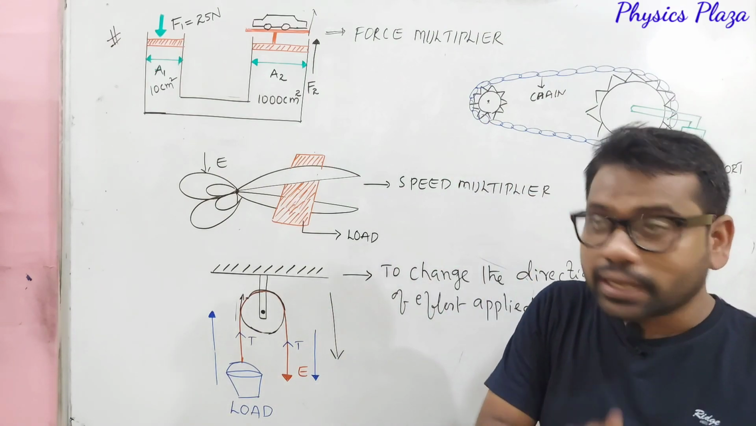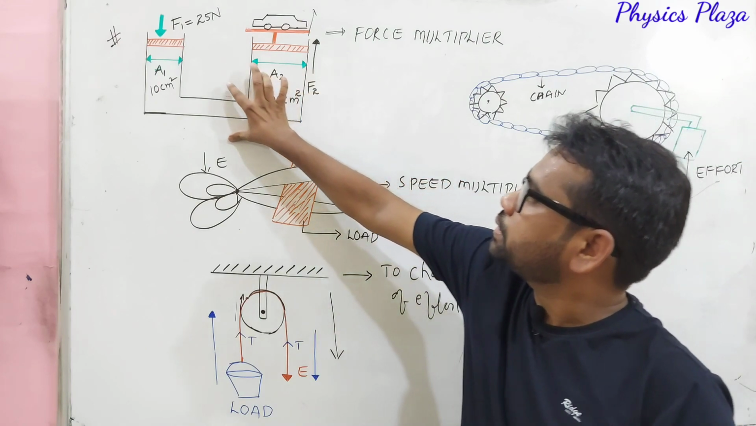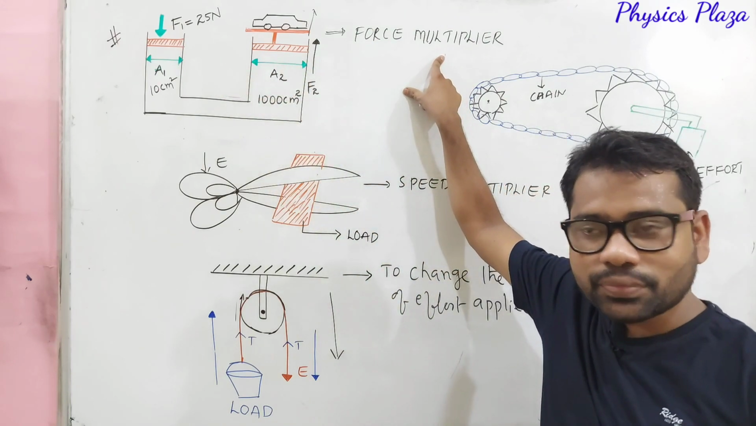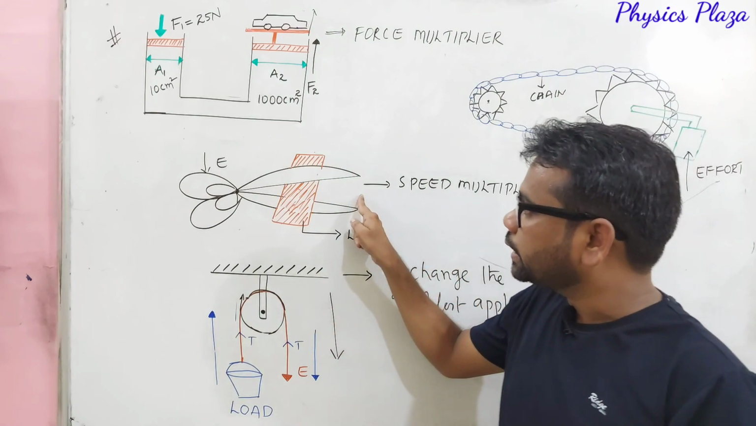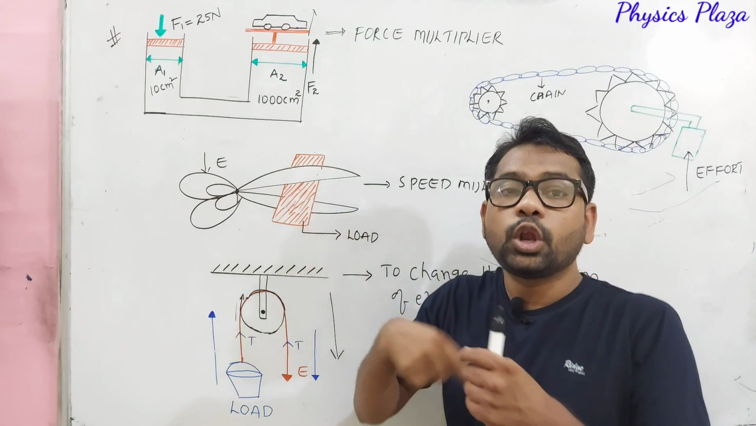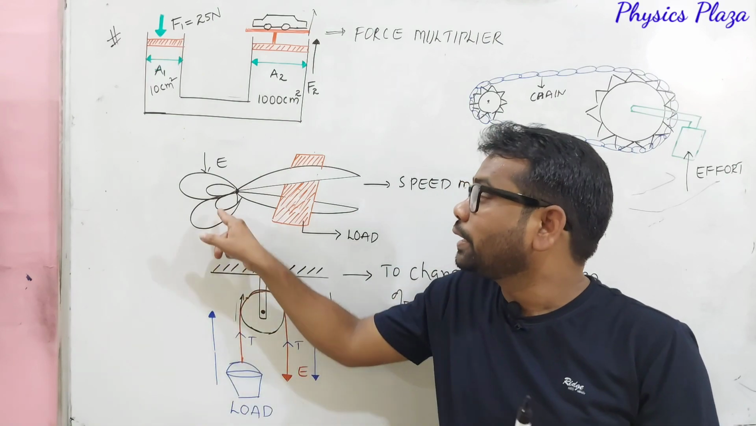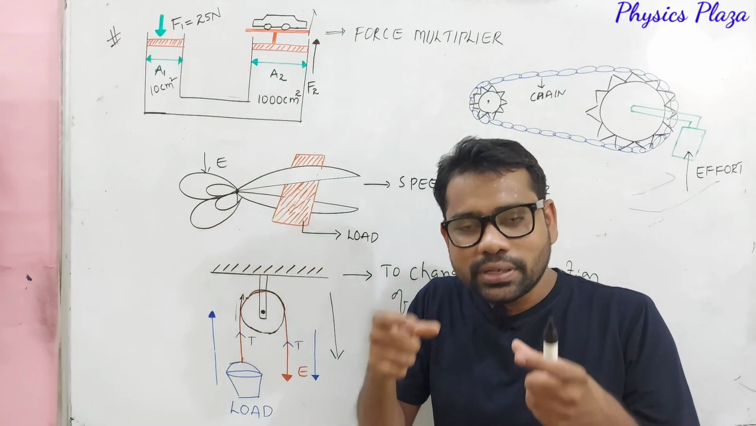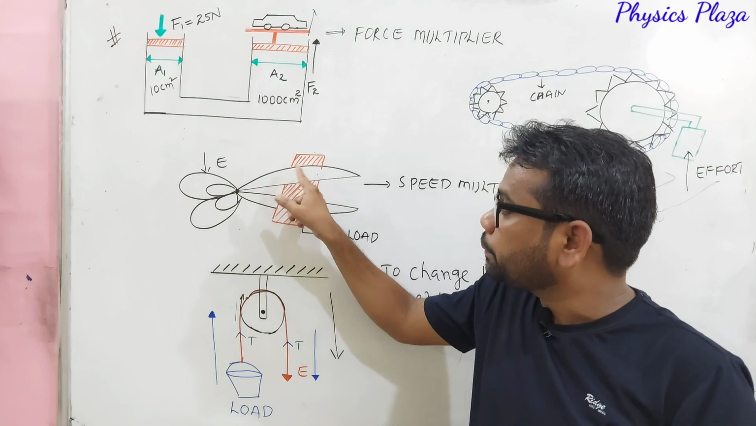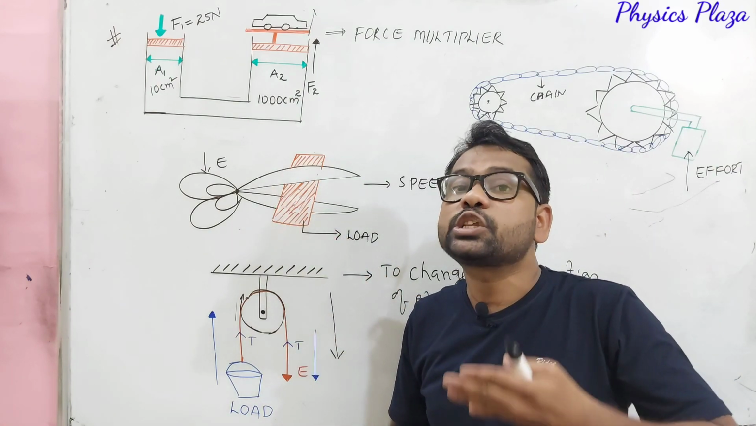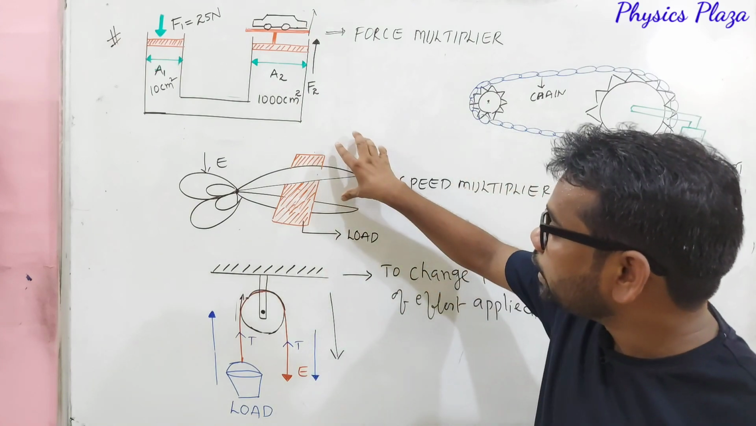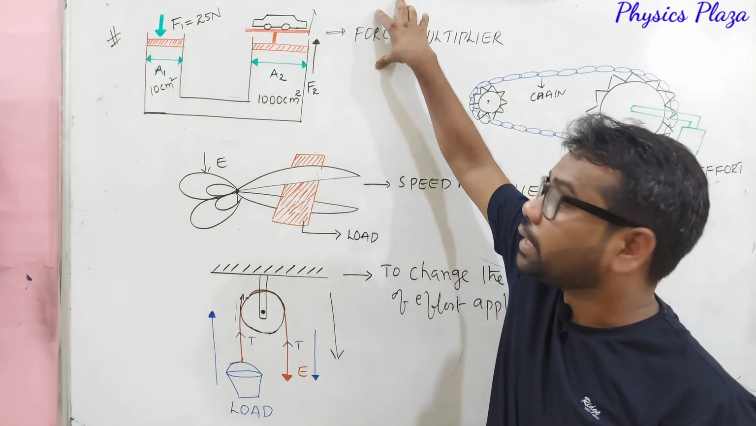So let us recall once again. What we can say, machine acts like a force multiplier and it acts like a speed multiplier. Children, try to understand. In this case, blades will move longer than that of the effort here. That means in a given time, as they are moving longer, their displacement is more. As their displacement is more, their speed will be more. So here we are gaining the speed. In this case, we are gaining the force.